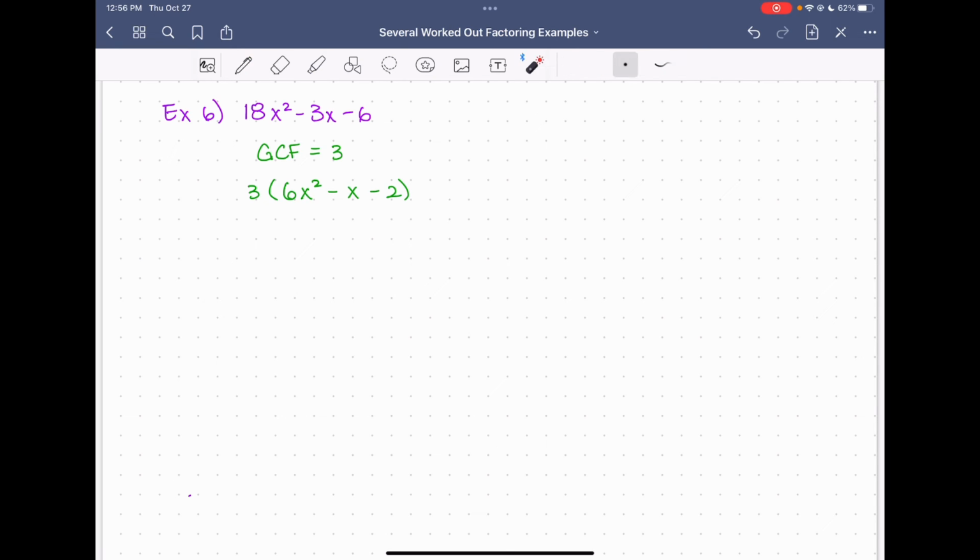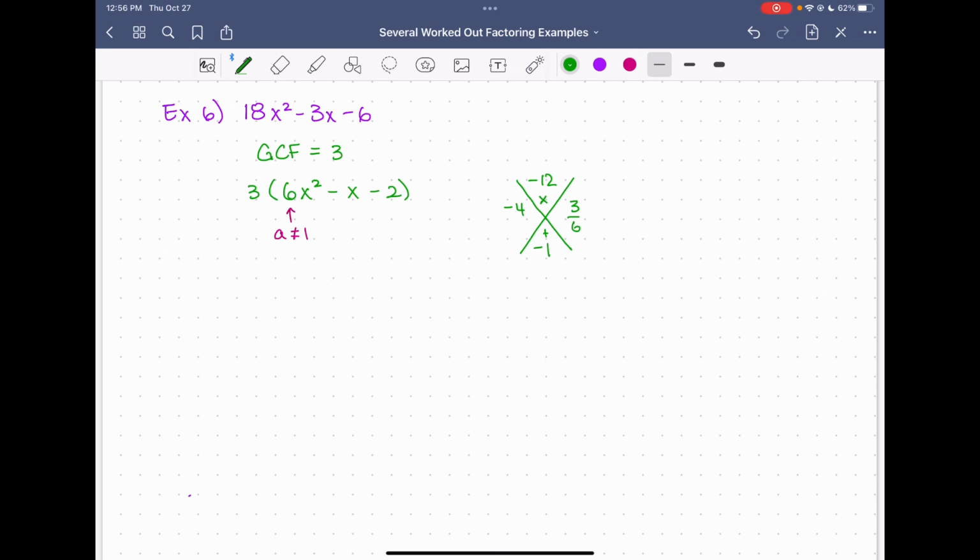So remember, divide out the greatest common factor to see what you're left with. Even after factoring out the greatest common factor, we can see that a does not equal 1. So we're going to have to do the slightly longer version of the x. We put a times c at the top, which is -12. We put b at the bottom, which is -1. And what multiplies to -12 but adds up to -1? Why, that's -4 and 3.